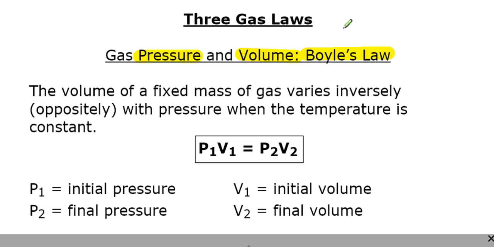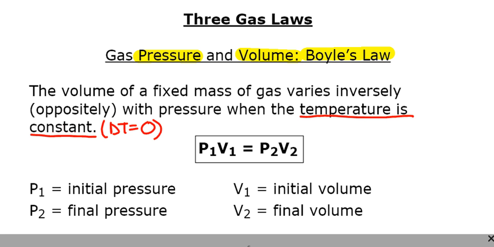So how does it work? It says the volume of a fixed mass of gas varies inversely, which means oppositely, with pressure when the temperature is constant. So, first thing, because this is a little bit tricky when you first read it, temperature constant, this means change in temperature is 0. When we look at the formula for Boyle's law, temperature is not included because the change in temperature is 0 or it's constant. So we don't need to worry about temperature here.